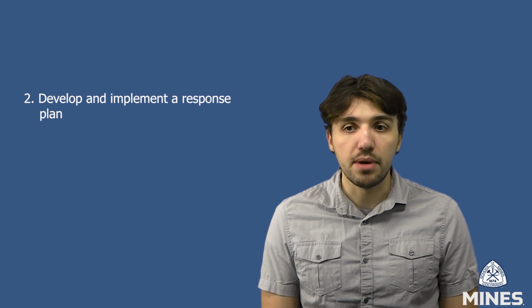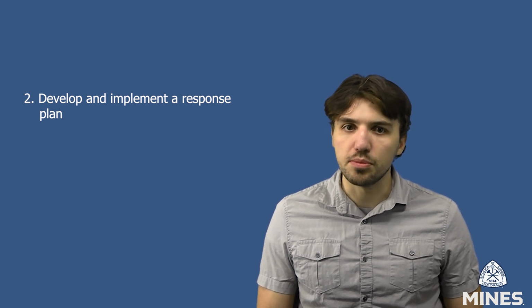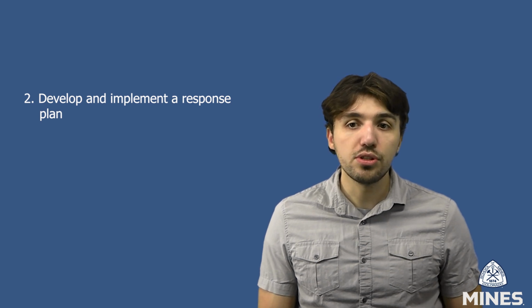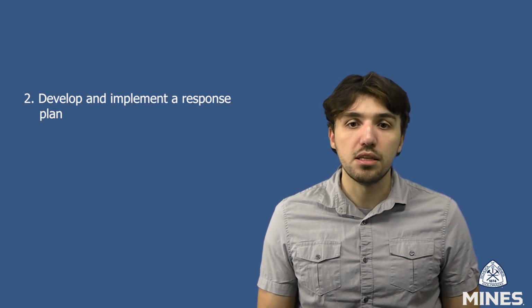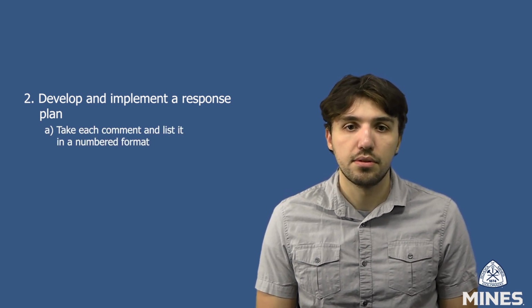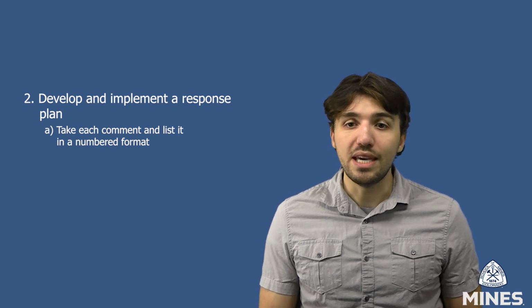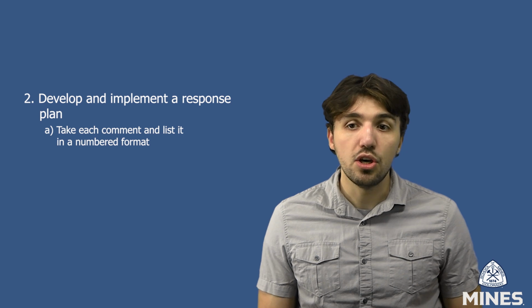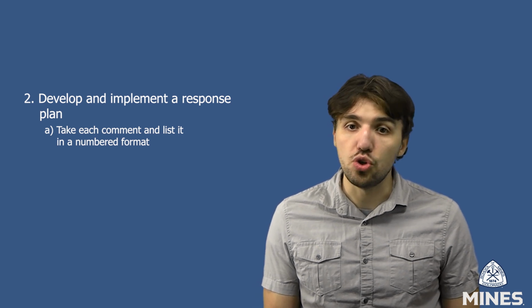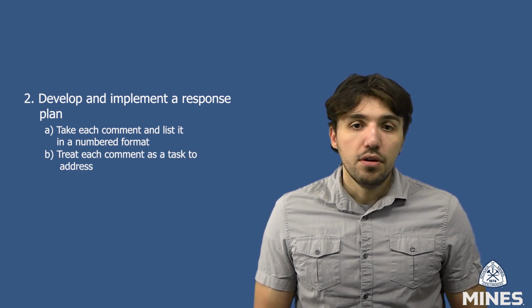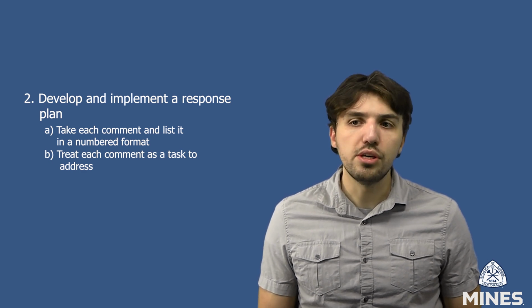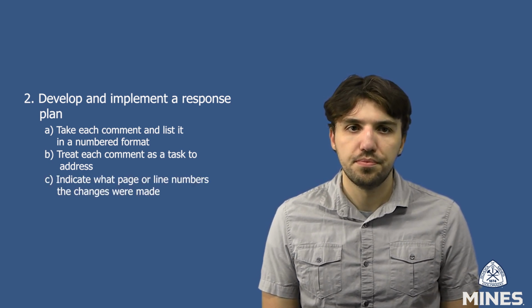Using a response document can help you stay organized during this process. In this document, you first list each reviewer's comment as a task to address. Then, below each of the comments, you can explain the edits and changes you made using details and references to your text. Finally, note the specific locations in your manuscript where these changes will occur.